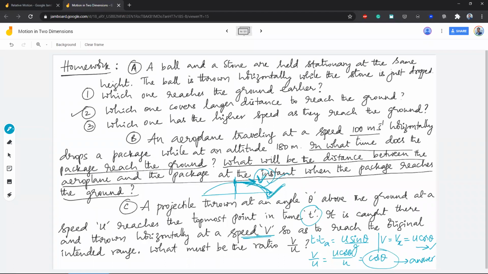And if you catch the projectile there, and throw it horizontally so that it can reach the original intended range, you will have to throw it with the same speed as it was traveling before you caught it, which was u cos theta. So that's all. V by u is nothing but u cos theta by u, which is cos theta. That is the answer.